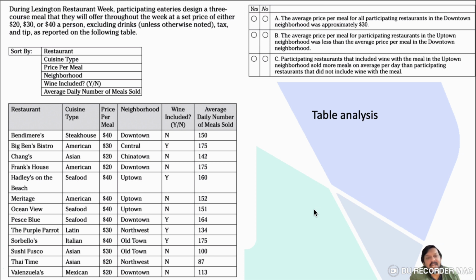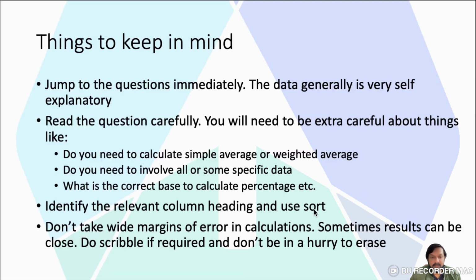Before we actually start solving the question, let's first understand the key things that need to be kept in mind while attempting such questions. My first and very clear recommendation to you: jump to the questions immediately. The data is generally very self-explanatory. You really don't have to worry much about it.